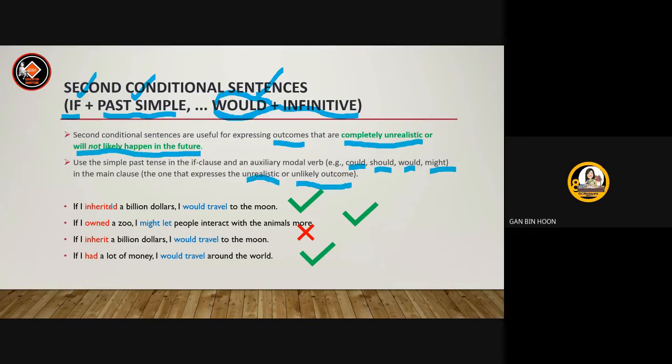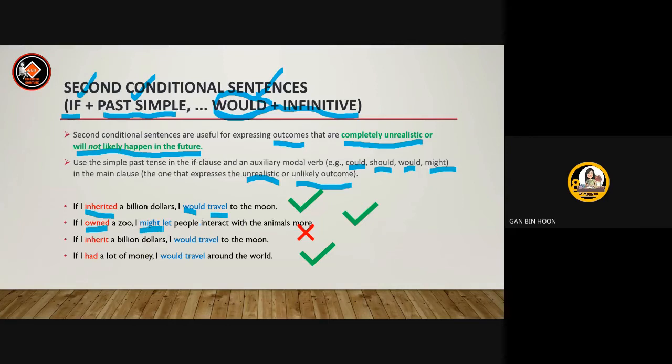Tak mungkin berlaku. Example: if I inherited, yes, past tense, a billion dollars, I would travel to the moon. Can you get $1 billion? Tak mungkin berlaku, right? And can you travel to the moon? Also not logical. Number 2: if I owned a zoo, can you own a zoo? No, I think it's impossible, right? I might let people interact with the animals more.